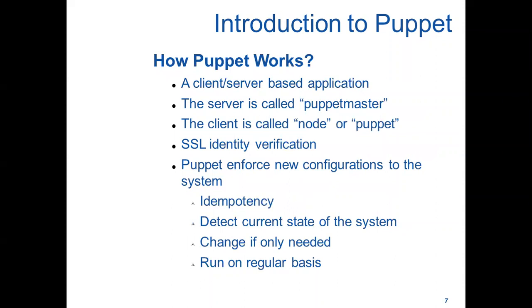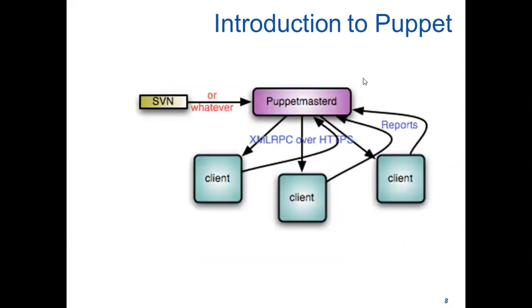And unlike Chef, it is a client-server based application. Here, the server we call the Puppet Master, and the client we can call a Node or Puppet agent. Communication between the master and client happens over SSL. It also follows the same characteristics I was talking about: idempotency, detecting the status of the system, changing only if needed, and running on a regular basis.